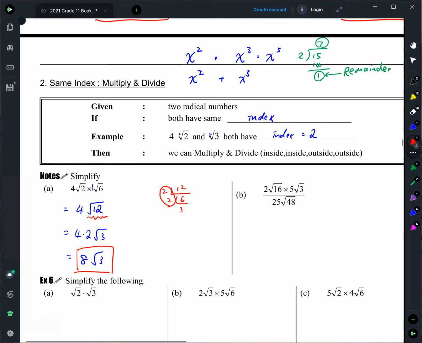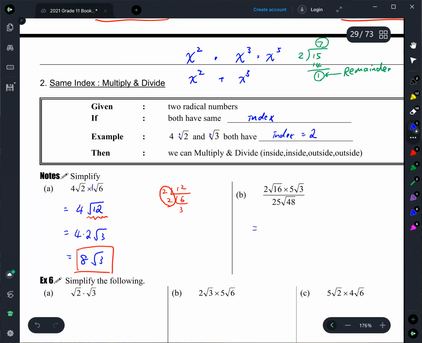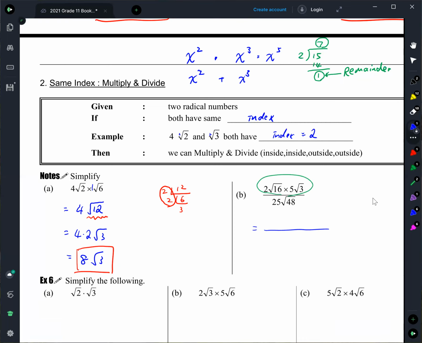Okay, let's look at an example that's more complicated. You have something at the top, something at the bottom. So usually we separate them first. We'll just do the top part first. Multiply the top, the bottom part we'll keep there. So Tony, can you multiply the numerators together and tell me what you have? I have 48 for the radicand, and then I have 10 on the index.